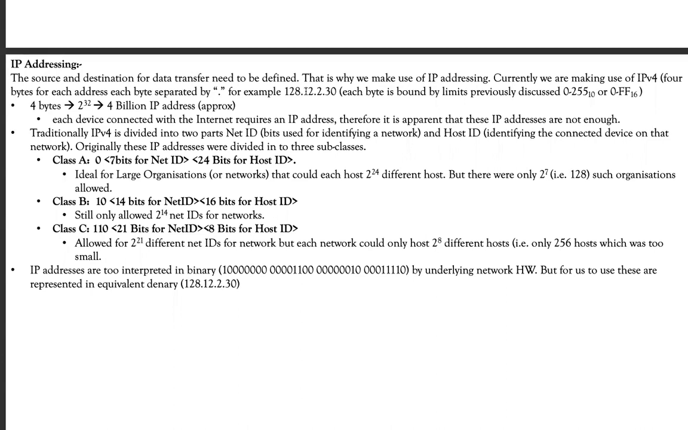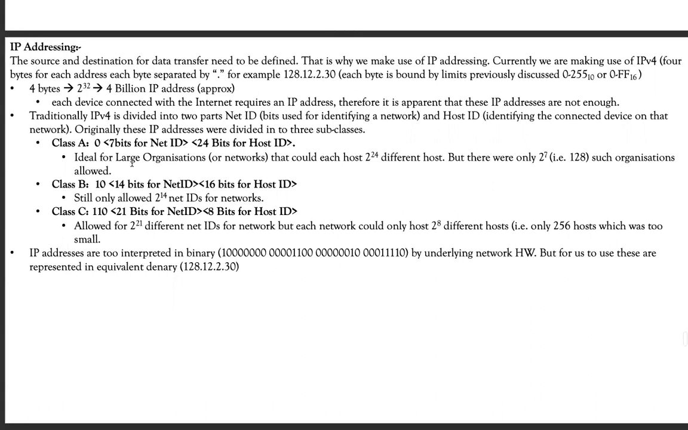And that does not mean that these numbers cannot be represented in hexadecimal. They can be. But even in hexadecimal, individual bytes have to be separated by these dots. Now, with 4 bytes, that means we have 32 bits, and that's a total of about 4 billion IP addresses.